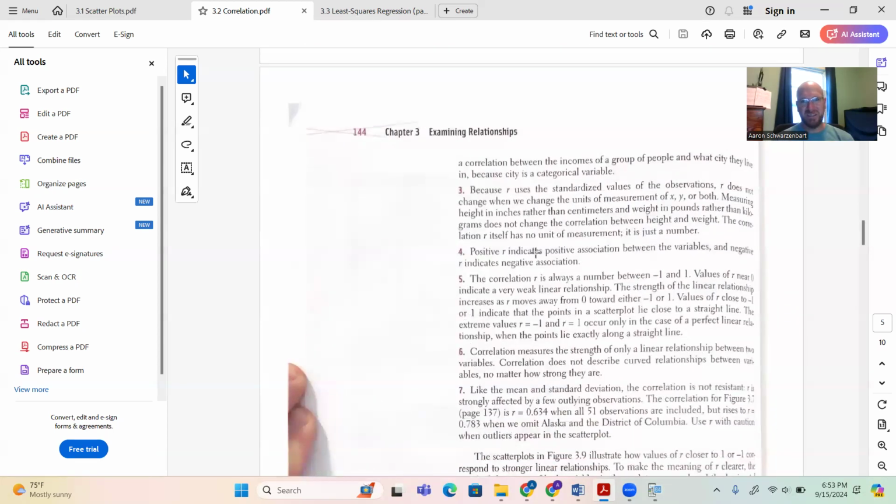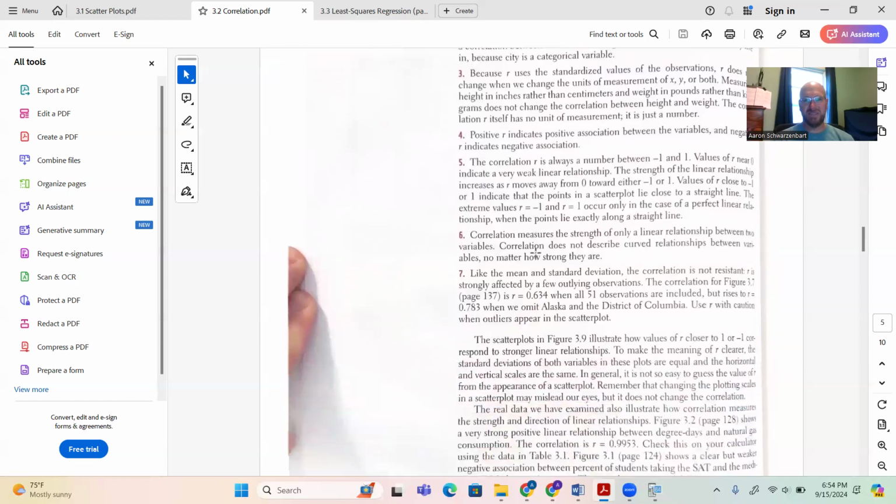Number three, because R uses the standardized values of the observations, that means mean and standard deviation, R does not change when we change the units of measurement of Y or X. So if you convert meters to centimeters or grams to kilograms or grams to pounds, the correlation won't change because it's using standardized values, which will adjust automatically. Okay? Number four, positive R is associated with positive association, and negative R is associated with negative association.